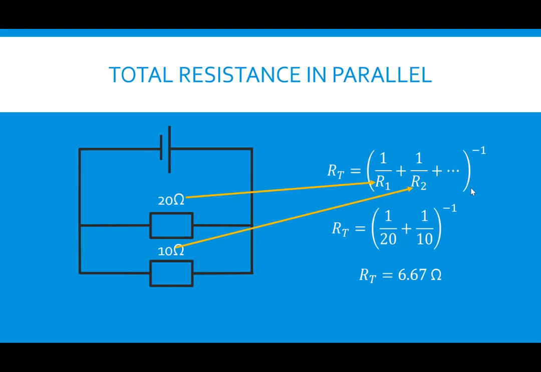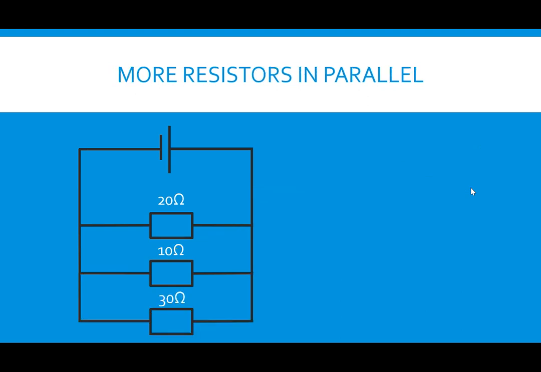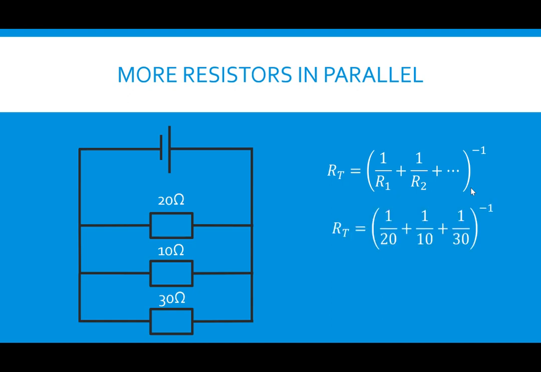Some questions are a little bit more sneaky. So you get 3 resistors. So you've got to appreciate how to use the formula a little bit more. So in this case, you've got RT is 1 over R1 plus 1 over R2 plus, and you just keep that pattern going. So you can see here that the third term is 1 over 30. So we've got the 20s going on the bottom here, the 10s going on the bottom here, and the 30s going on the bottom here.